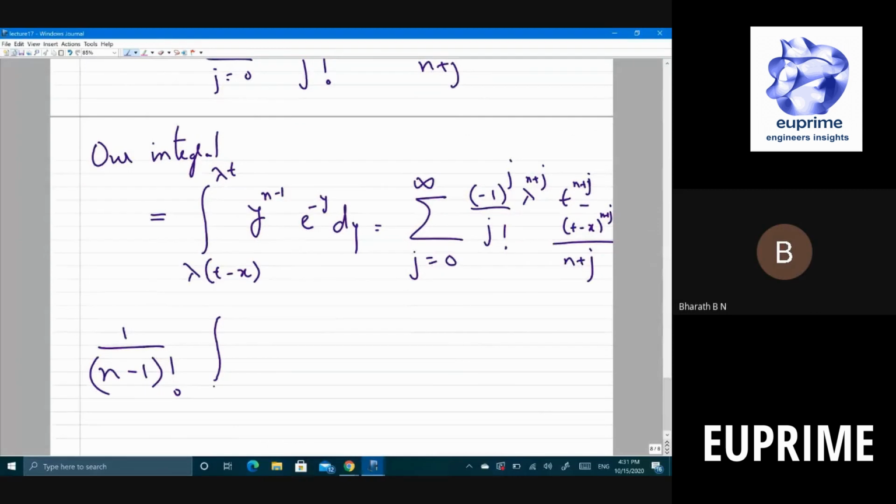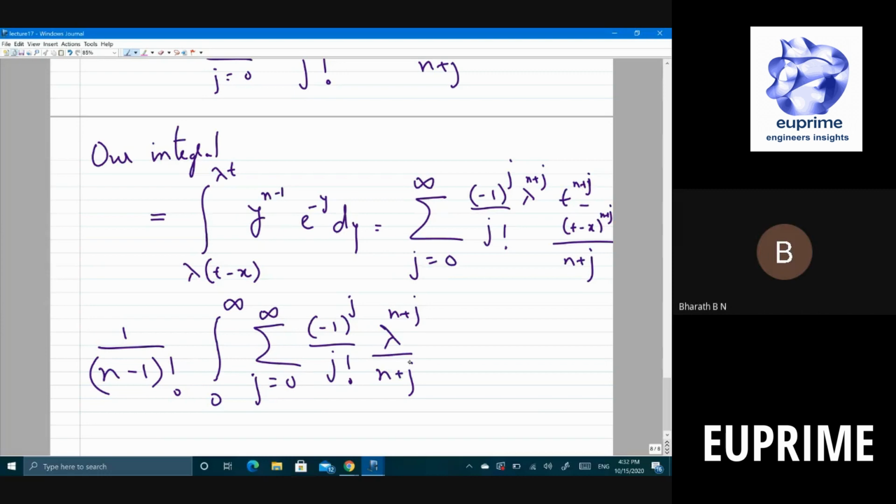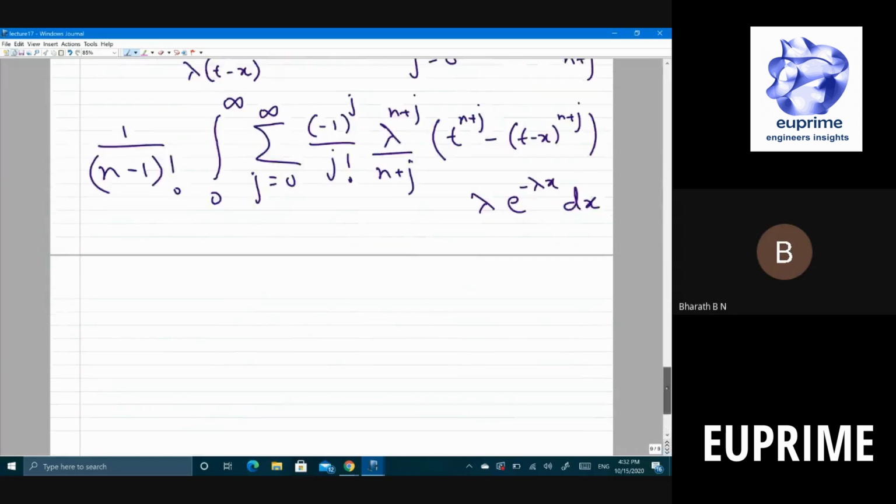The derivative. So this integral will be integral from 0 to infinity. Then what do we have here? You have summation j equal to 0 to infinity, minus 1 power j over j factorial, lambda power n plus j, divided by n plus j, right? And then what do we have? We have t power n plus j minus t minus x power n plus j. This times lambda e power minus lambda x dx. So I think we're almost there.